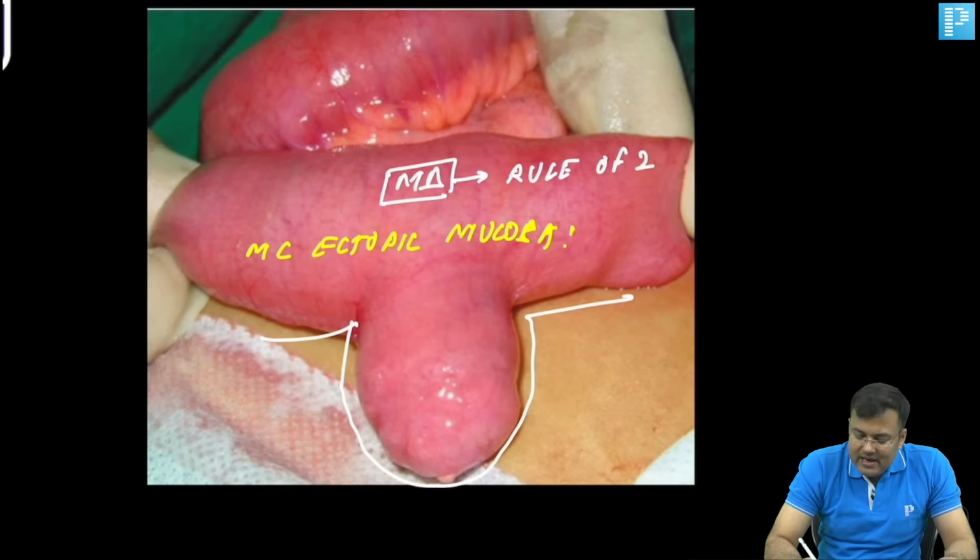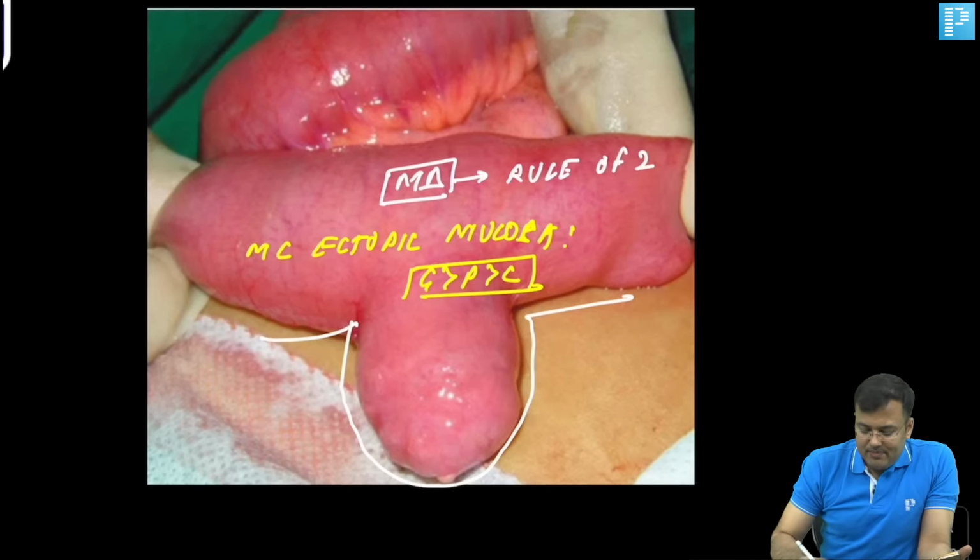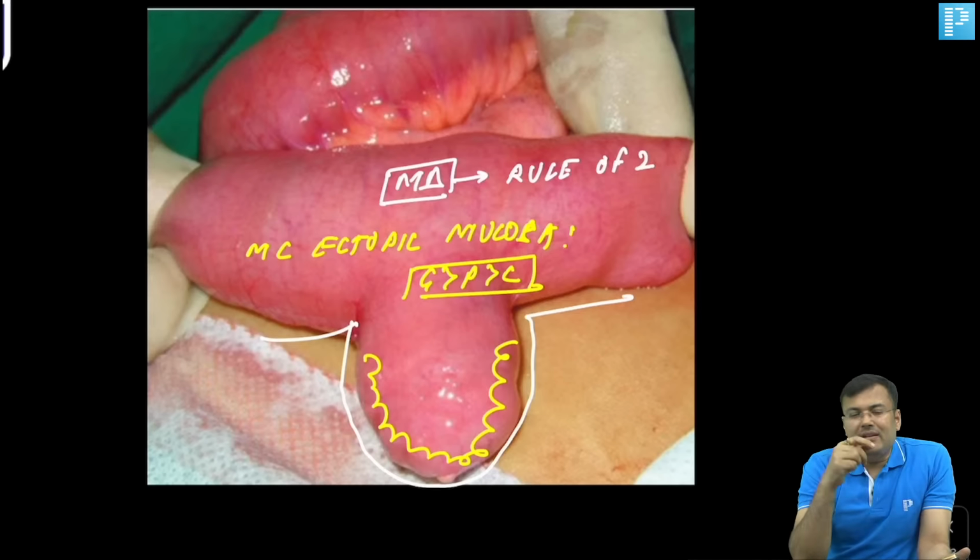Mucosa. And how to remember, guys? It is GPC: gastric, followed by pancreatic, followed by colonic. And you know that if there is gastric mucosa, because of that there is increased acid secretion, because of that ulcer.